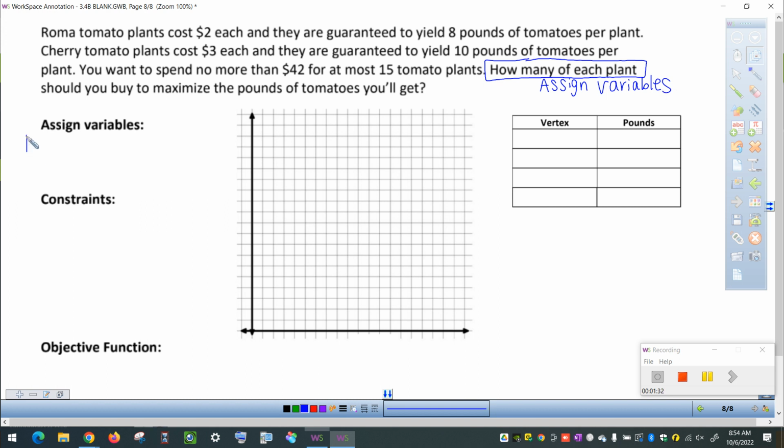I'm going to use R to represent the number of Roma tomato plants. So I can see here in the problem, that was the first type of plant it told me. And then I'm going to use C to represent the number of cherry tomato plants. That was the second type of plant that we had.